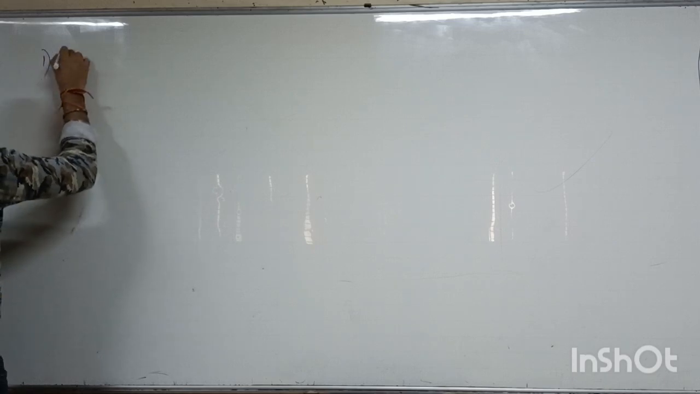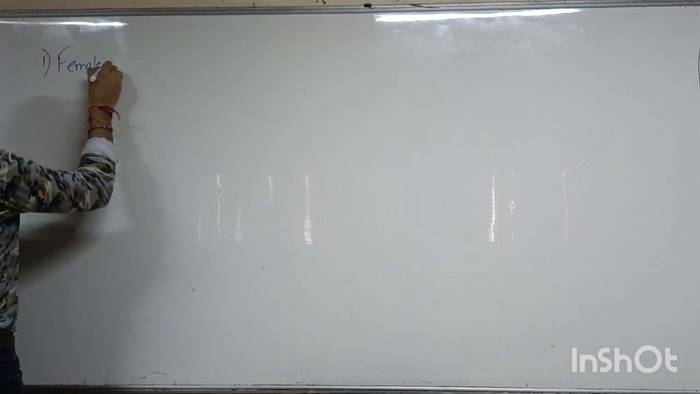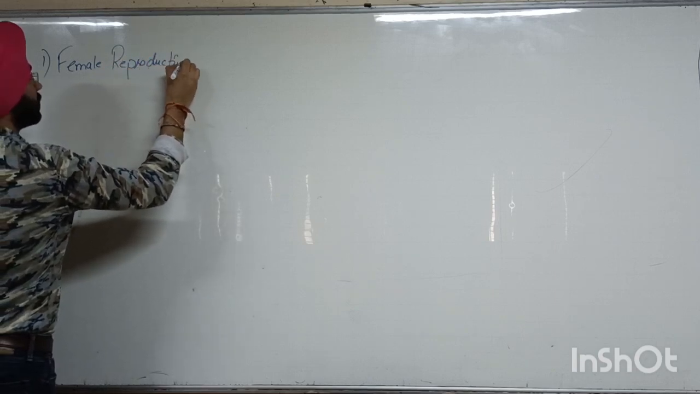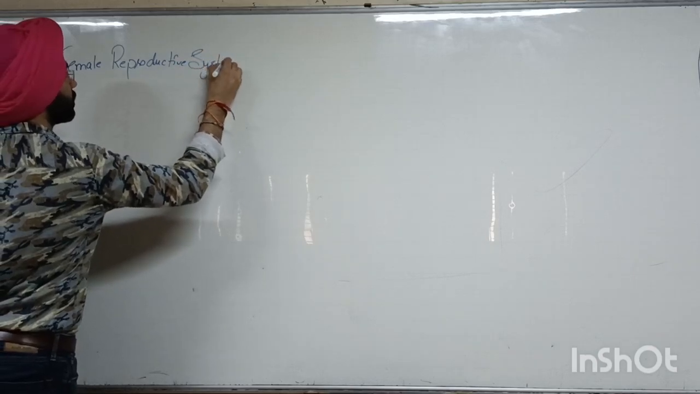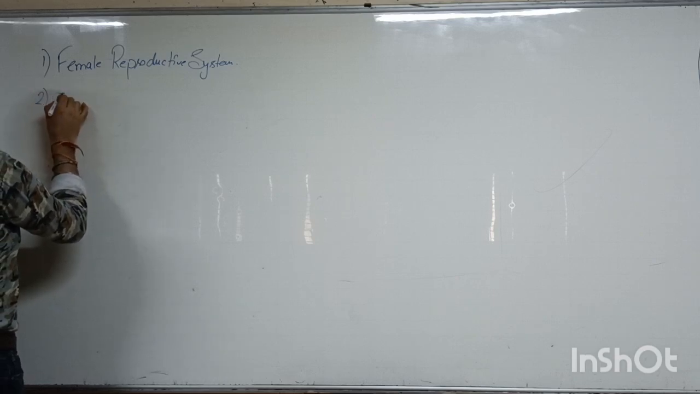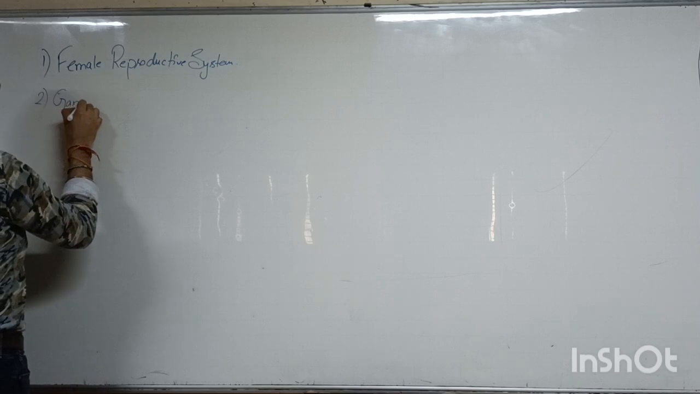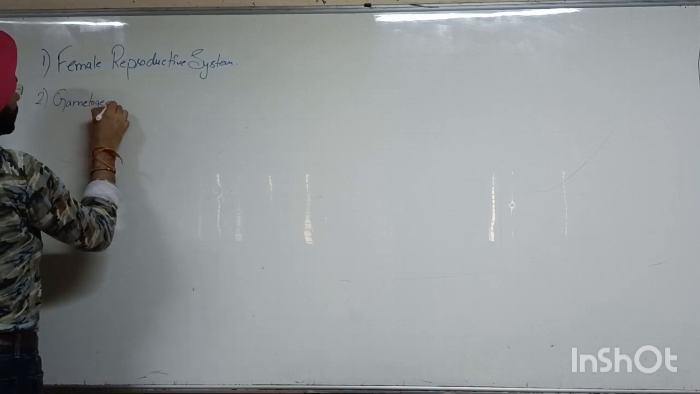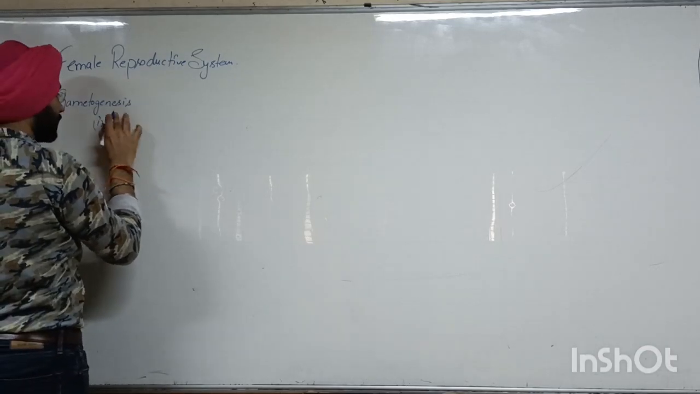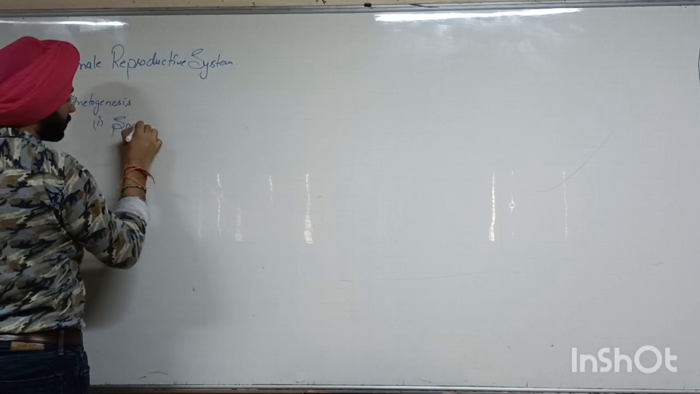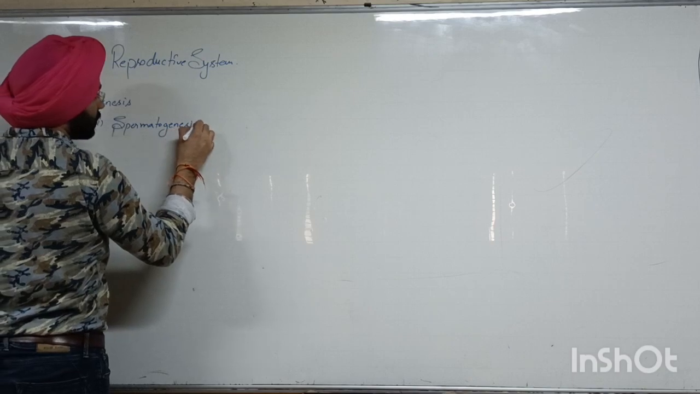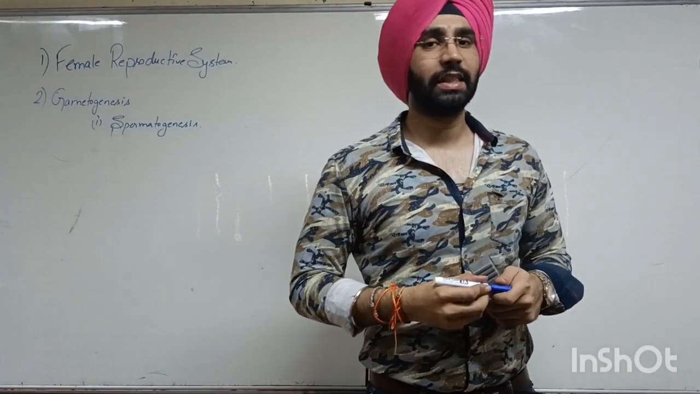The first one is the female reproductive system. The second one is gametogenesis, in which our first one is spermatogenesis. So these four topics we are going to discuss in today's lecture.